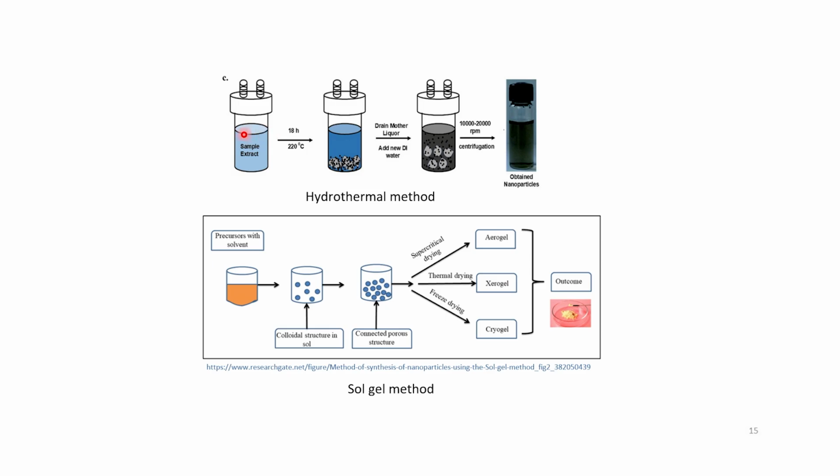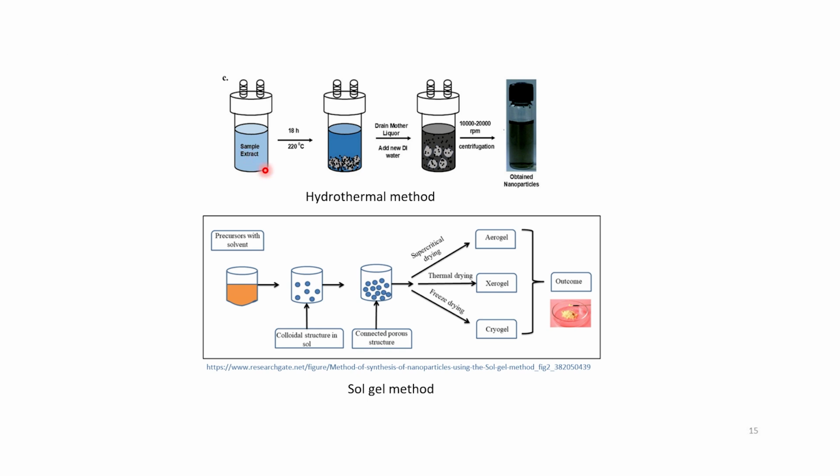You have your sample extract in this, and you heat that at a high temperature for a long duration, like 18 hours. You're heating it at a very high temperature, like 220 degrees Celsius, for 18 hours. That creates this liquor, okay. Now you add new distilled water to it, and you rotate it at 10,000 to 20,000 rpm and centrifuge that. So you obtain your desired nanoparticles.